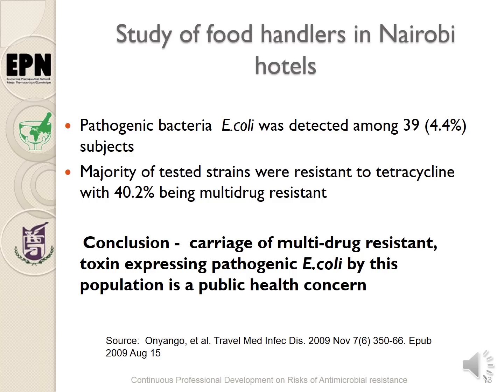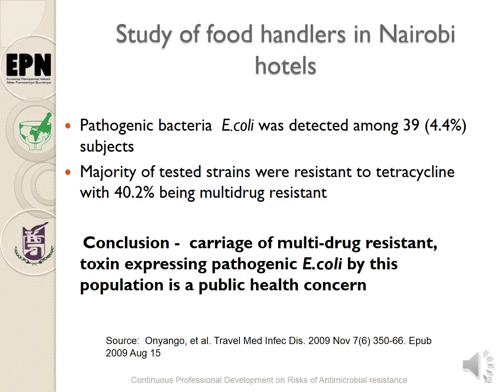Other studies have been carried out in food handlers in Nairobi hotels that have indicated pathogenic E. coli detected among 4% of those that were sampled, and the majority of those that were sampled had strains that were resistant to tetracycline, and 40% of these sampled food handlers had multi-drug resistant strains.